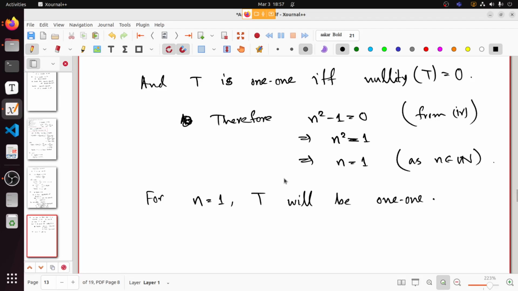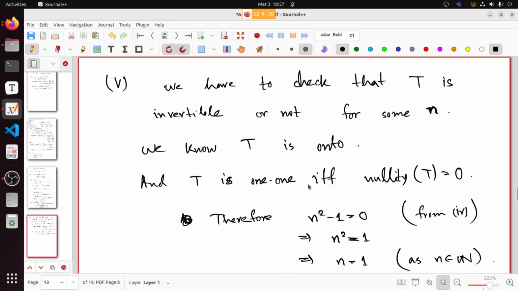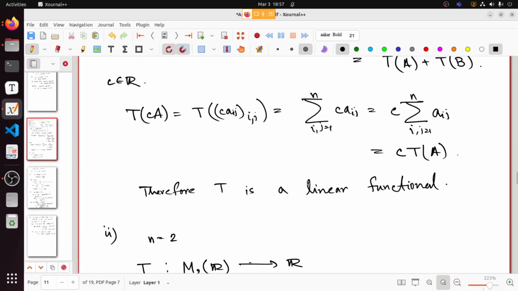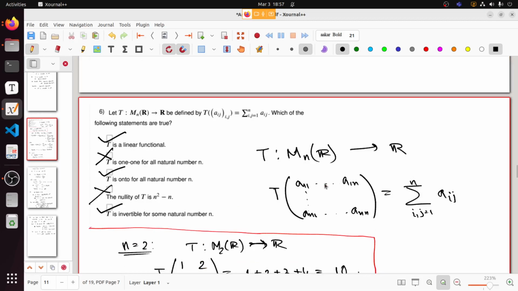So for n equals 1, T will be 1-1 and onto, which means T is invertible. For other n, it will not be invertible, so T will be invertible for n equals 1. So option number 5 is true, because it's saying that T is invertible for some n. So for n equals 1, T will be invertible, so option number 5 is correct. Okay, so question number 6 is also done.